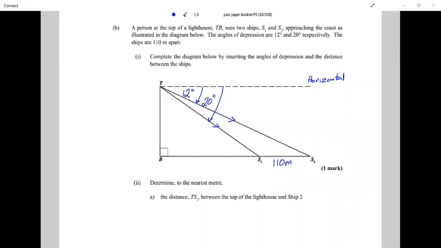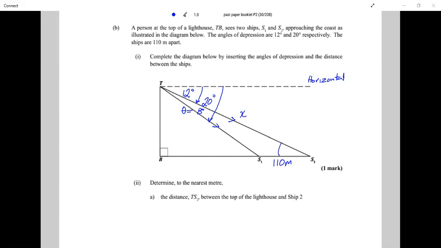All right. TS2, that's this distance here, let's call it X. You want that distance, TS2. All right. This angle here is 8 degrees. So let's call it theta. We're going to explain all that to the examiner again. All right, in order to do this, I need to find this angle here.